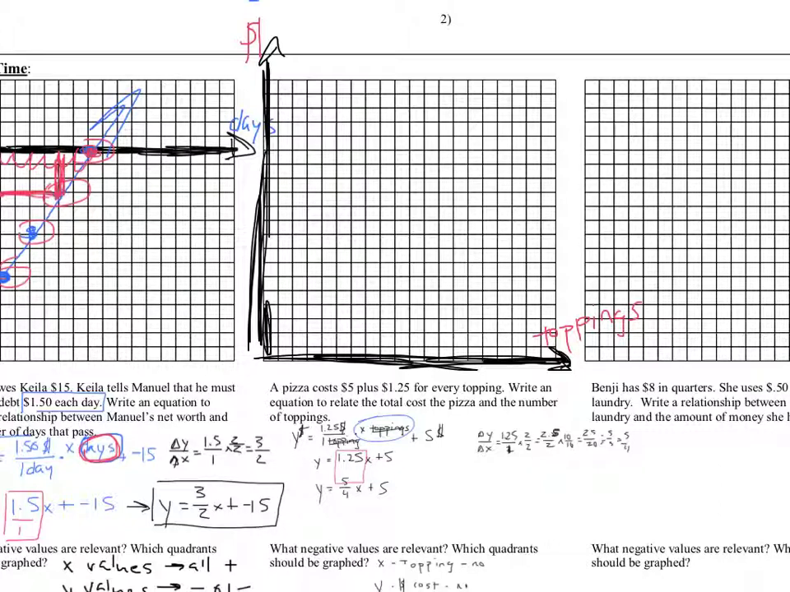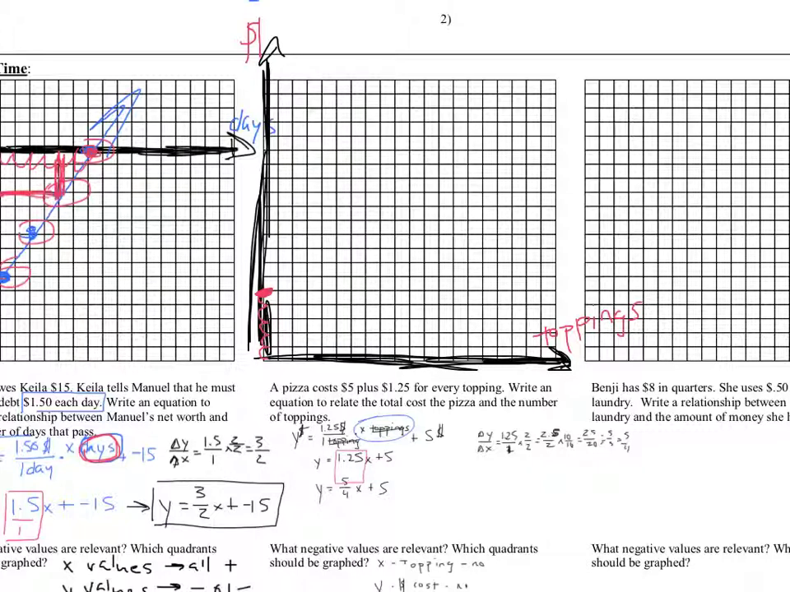What's my y-intercept? What's our starting point? Melissa? Yeah, $5. So on my graph, I'm going to come up 1, 2, 3, 4, 5, and my starting point is 0, 5.